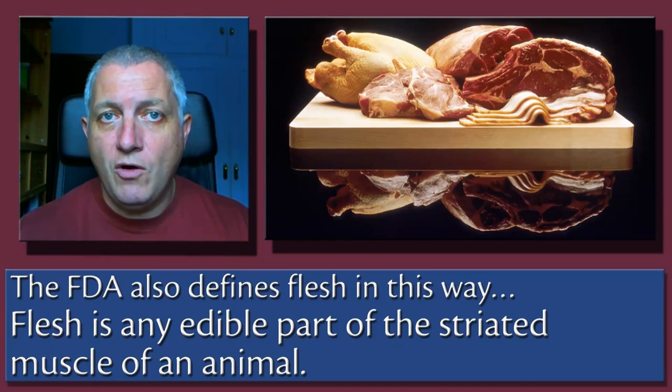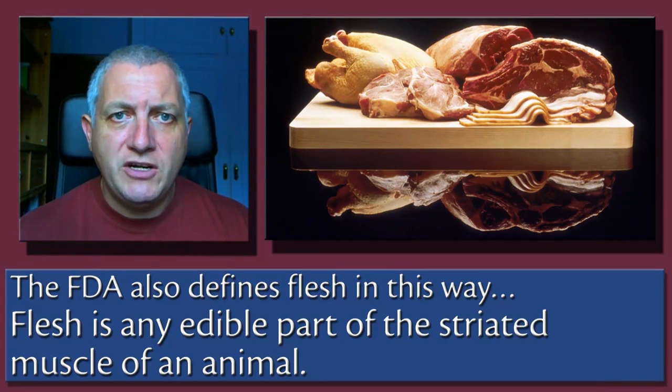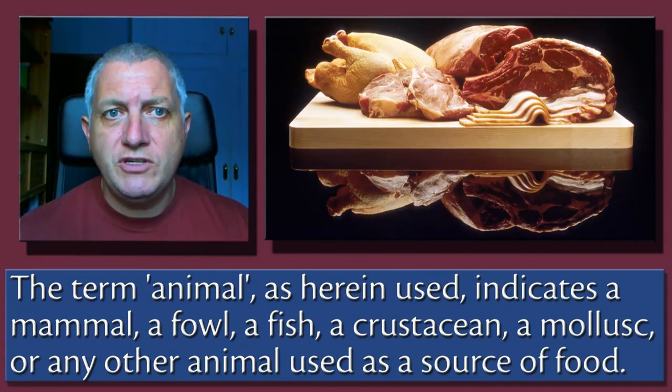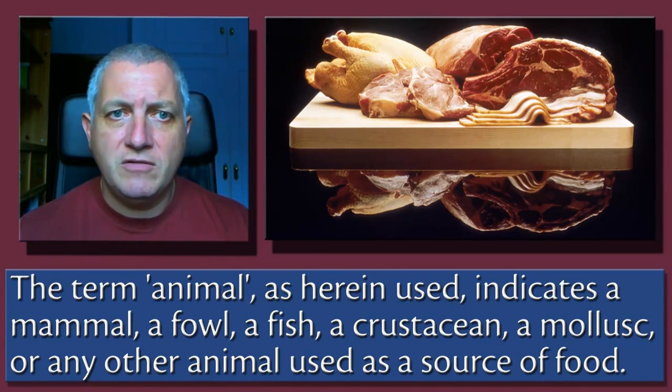The FDA also defines flesh in this way. Flesh is any edible part of the striated muscle of an animal. The term animal, as herein used, indicates a mammal, a fowl, a fish, a crustacean, a mollusk, or any other animal used as a source of food.